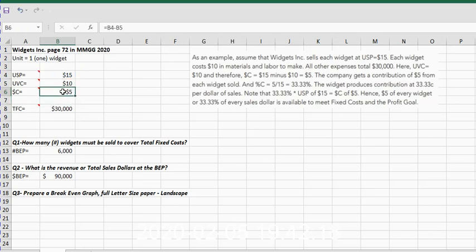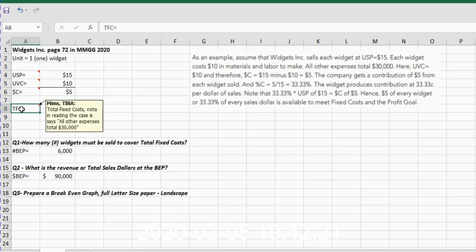and we hit enter. Then we're given total fixed cost, but notice in the case it just says all other expenses total $30,000. So we're going to use that number as total fixed costs, and that is $30,000. And then we're going to start with the first question, which is how many widgets must be sold to cover total fixed costs. So I've written in A13 what I'm going to solve for, the number at the break-even point of widgets that covers all total fixed costs.